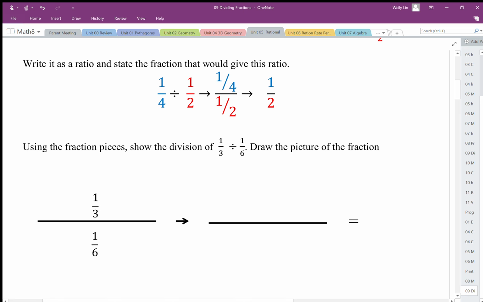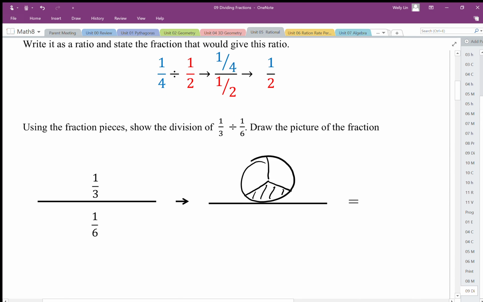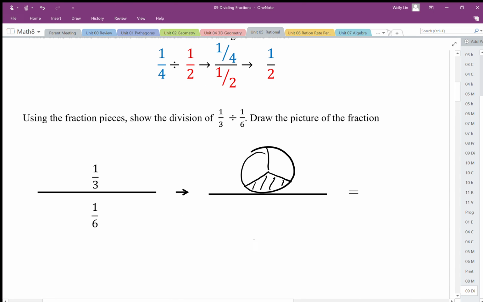And so if I want to draw a 1/3 fraction, my 1/3 fraction is going to look like this. So I'm going to sketch in my 1/3 fraction. So there's my 1/3 fraction. And in the denominator, I'm comparing it to a 1/6 fraction.